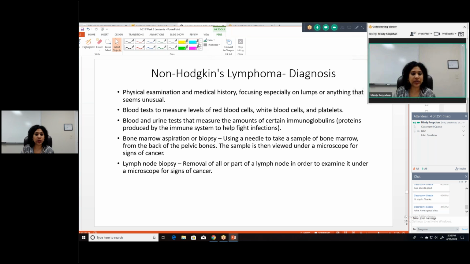So for the diagnosis, we want to do a physical exam. We want to know about medical history, any lumps that are not normal, and blood tests to measure levels of all the blood cells: red, white, and platelets. We want to do blood and urine tests to look at the amount of immunoglobulins in the system, a bone marrow aspiration or biopsy to look for any signs of cancer, and even a lymph node biopsy. So we're removing part of the lymph node to examine it for signs of cancer.